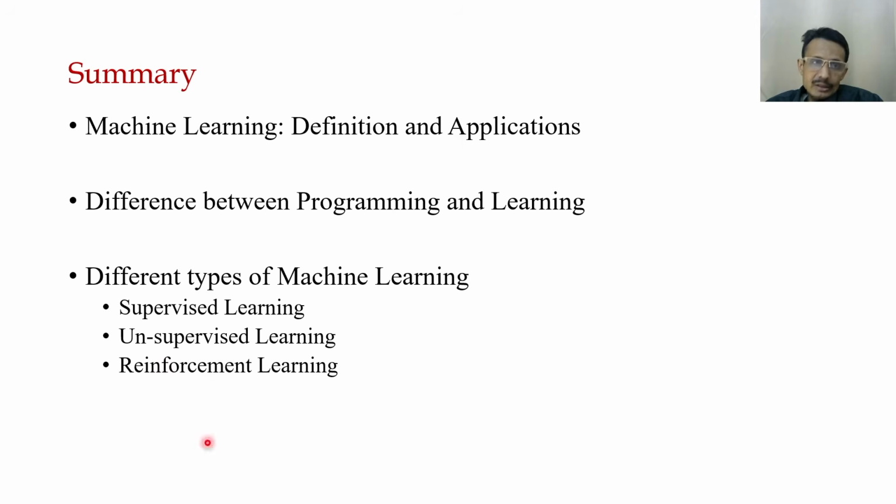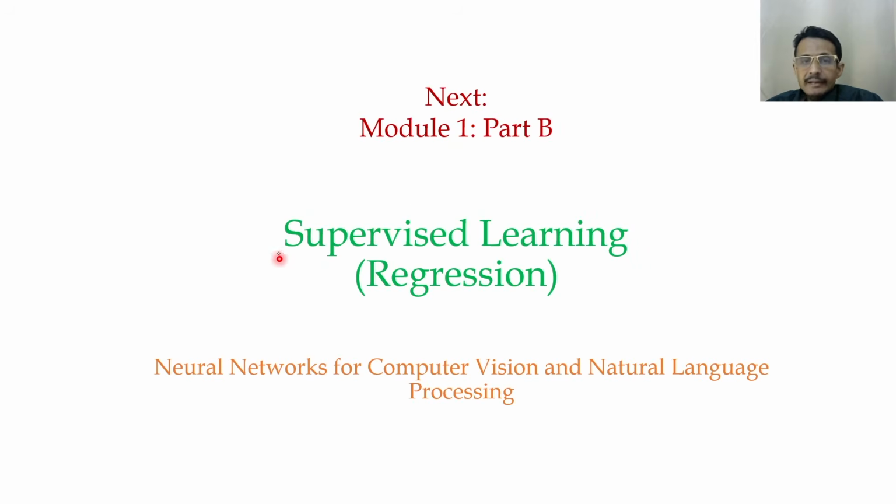So in this lecture, what we have learned: first, we gave the definition and application of machine learning. Then we understood the difference between programming and learning, and we discussed different types of machine learning, giving some examples of supervised learning, unsupervised learning, and reinforcement learning. In the next part, part B, we start supervised learning, specifically regression. Thank you.